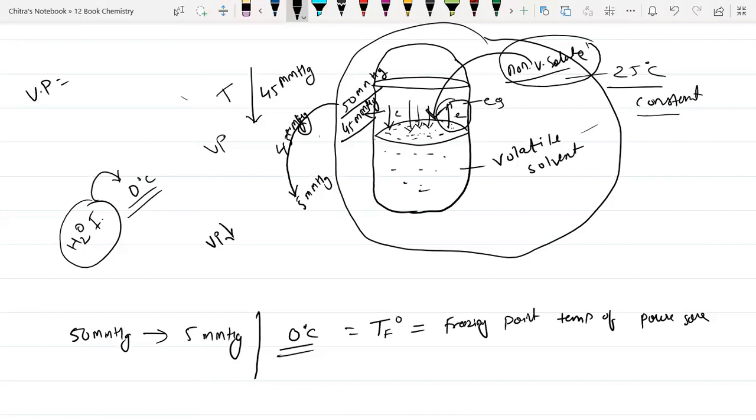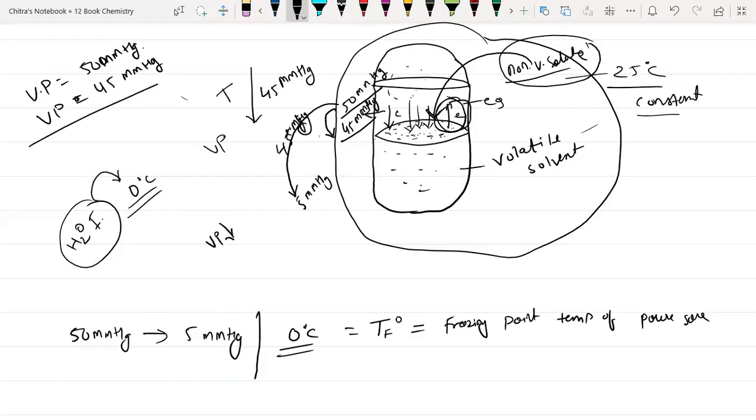Vapor pressure of pure water was 50 mmHg, right? But when a non-volatile solute is added here, the vapor pressure gets lowered. Because some particles of the non-volatile solute occupy space on the surface, the rate of evaporation decreases, the number of vapors in the container decreases, and this leads to lowering of vapor pressure. So the vapor pressure of the solution after adding the non-volatile solute is 45 mmHg, right, everyone?